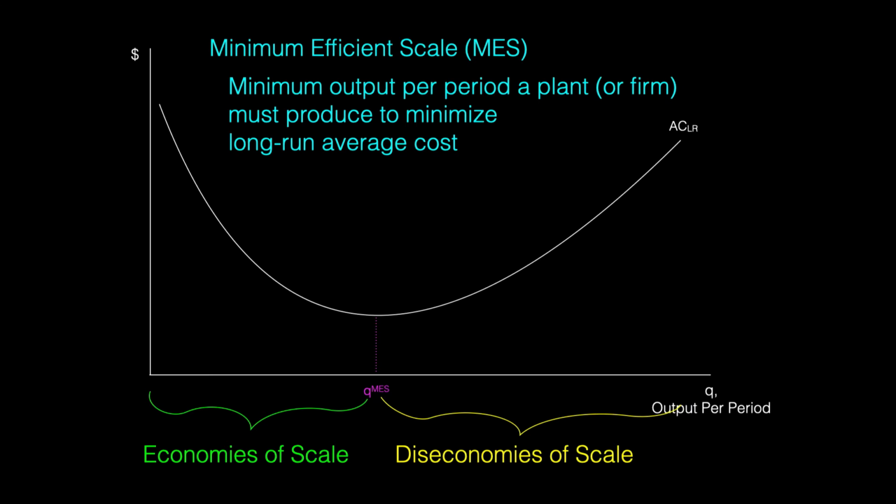When minimum efficient scale is large, it can be difficult for a new firm to get into the market and produce at a large enough scale to profitably charge a low enough price to compete with the incumbent firms.